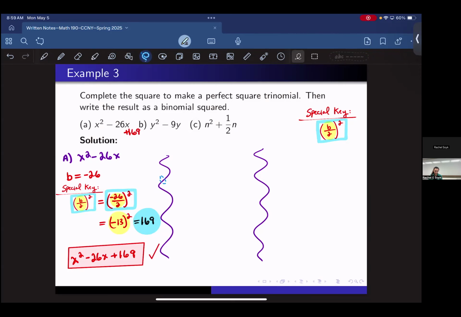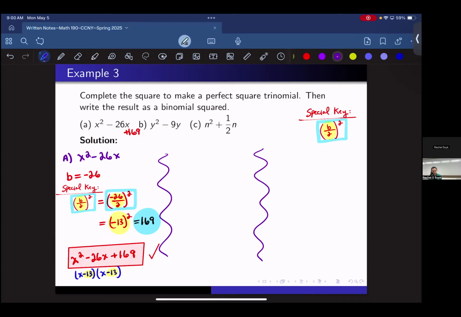Probably asking, what's the importance of the yellow? Well, the yellow tells us, okay, how does this factor? This, what we have boxed in red, is the same as x minus 13 in parentheses x minus 13, aka our x yellow. But we'll focus on that last part in future examples. We just want to get to red right now.